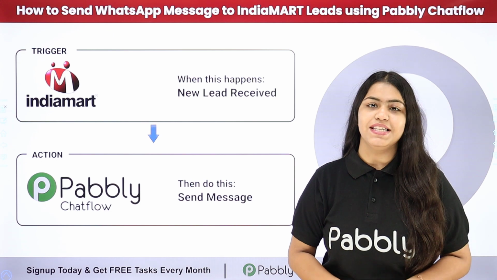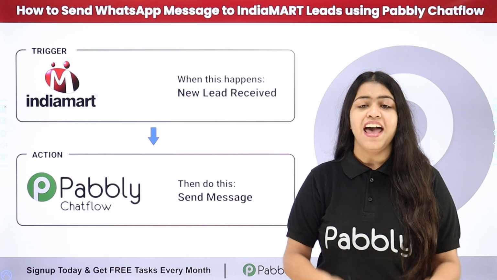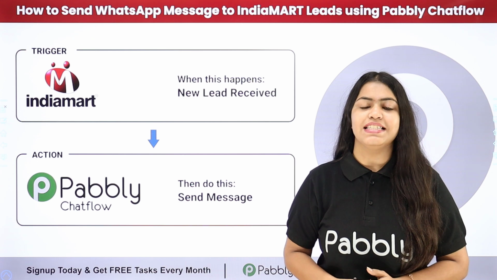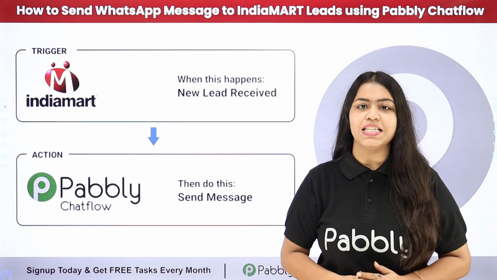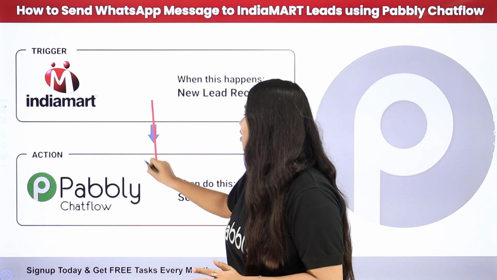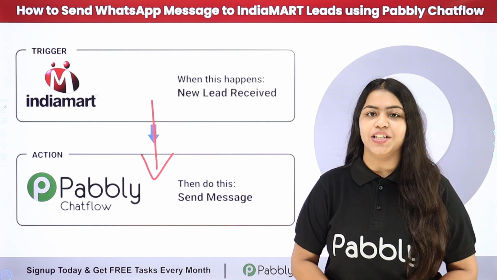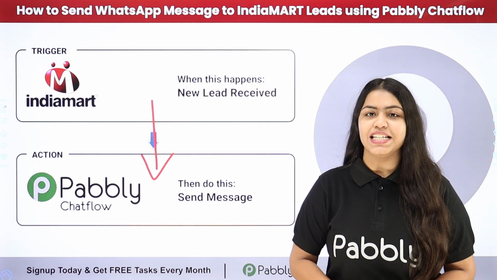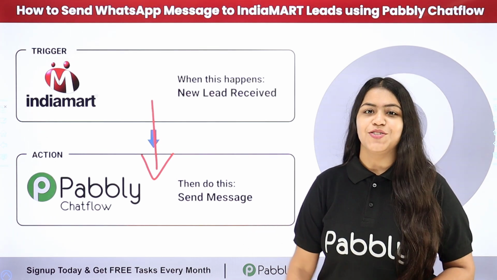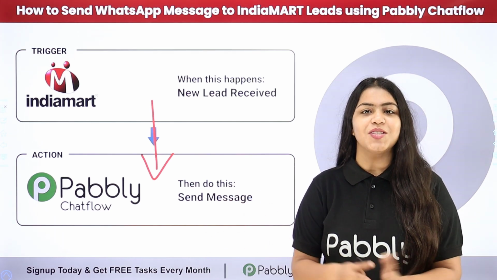So over here I'm running a business and we receive numerous inquiries with the help of IndiaMART. And I want to send automated WhatsApp messages to all these leads who have generated this inquiry. So to streamline this process, I'm just going to create a connection between my IndiaMART account and my Pabbly Chatflow account in such a way that as soon as we receive a new lead from my IndiaMART account, an automated WhatsApp message would be sent to that lead with the help of Pabbly Chatflow. So to create this connection without knowing any programming or coding language, we are going to use Pabbly Connect.